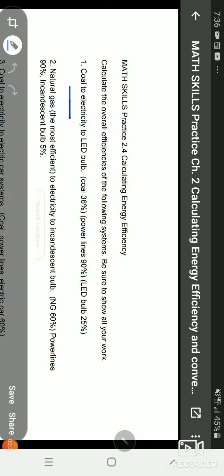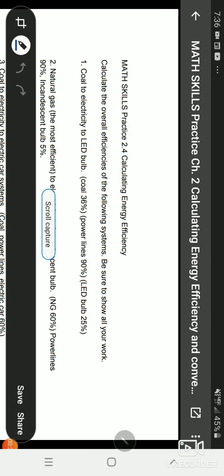because I want to be able to write on the screen. So here, what you're trying to do is calculate overall energy efficiency. And in order to do that, you have to know the components of the system. So in this instance, we're moving from coal to electricity to an LED bulb, which is a fairly common occurrence. I have LED bulbs in my house.